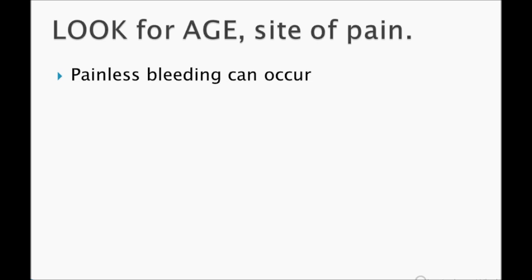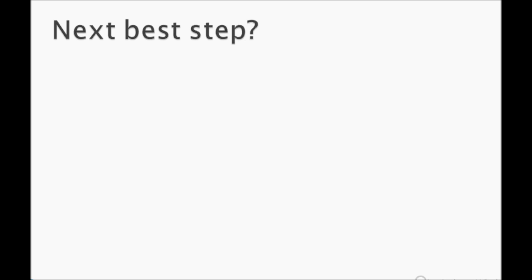Though there are two sides, the left and the right, bleeding is very common on the right side because the vessels are very fragile. The painless bleeding can occur. What is the best next step? A 70 year old patient comes to your clinic or the ER with painless bleeding and mild left lower quadrant pain. What is the best next step?